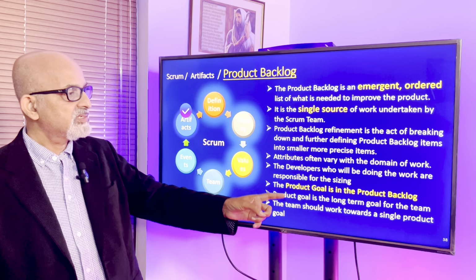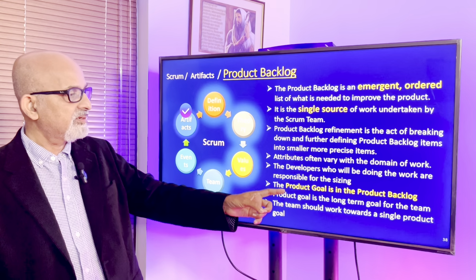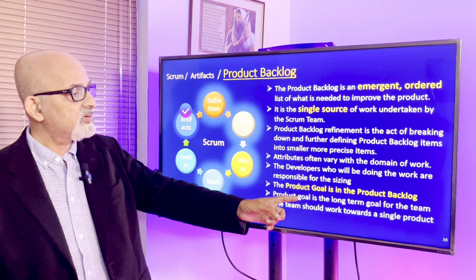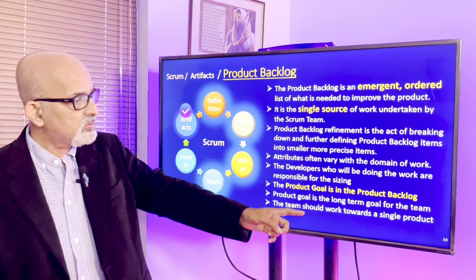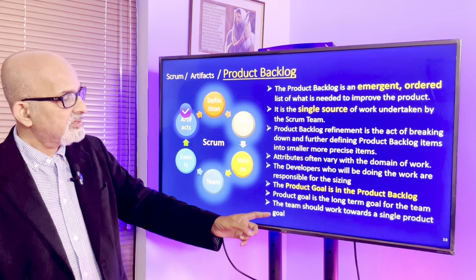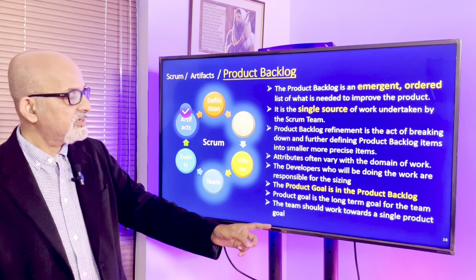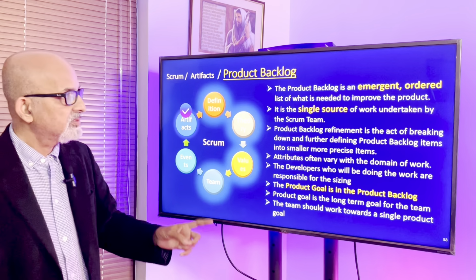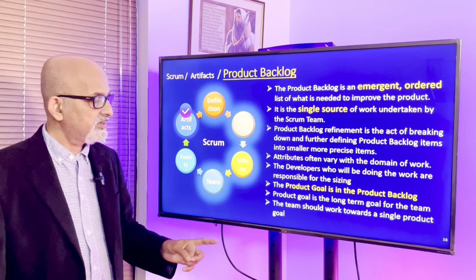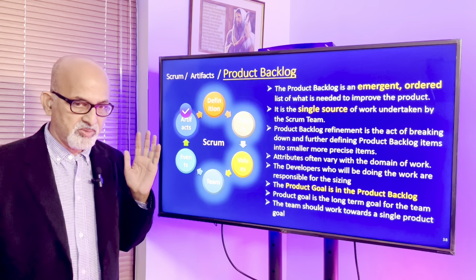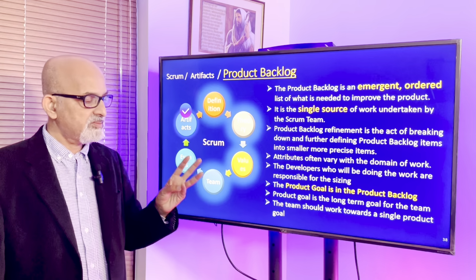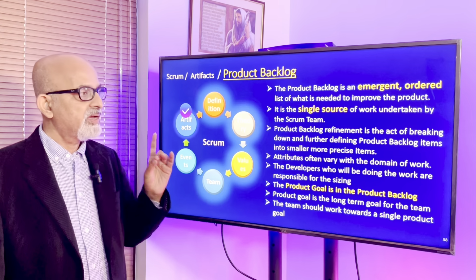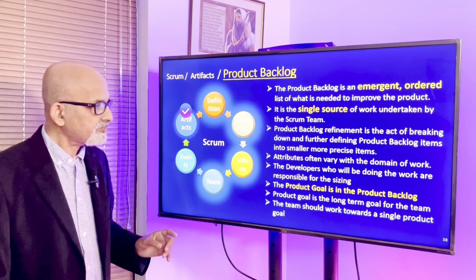The product goal is in the product backlog. The product goal is the long-term goal for the team. The team should work towards the single product goal. So the product goal must be very clear, and the team must work towards that product goal. When we say team, it includes the Scrum Master, the product owner, and the developers.